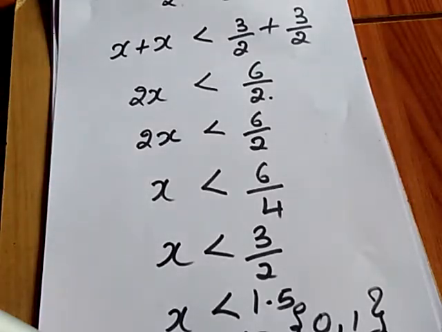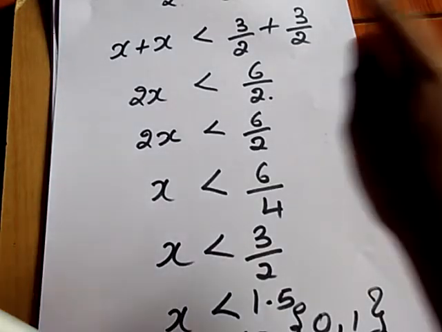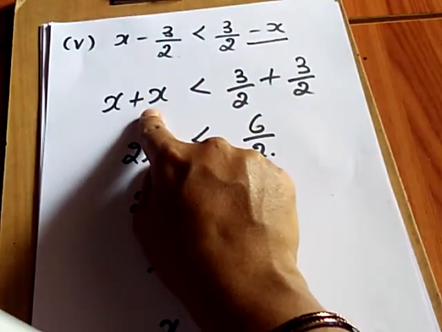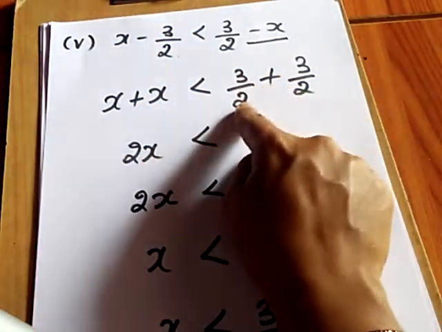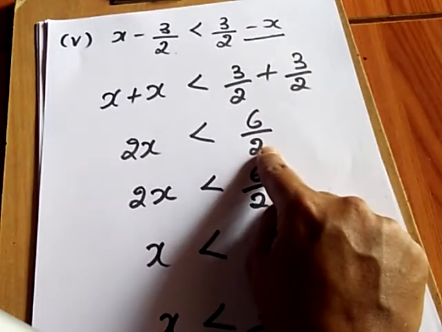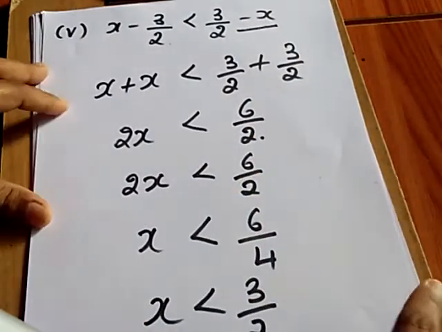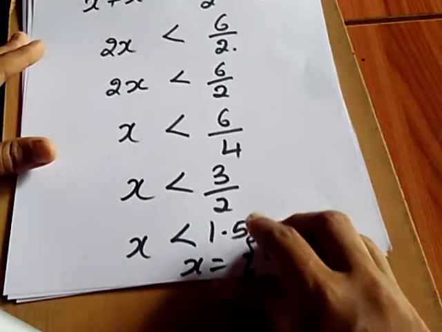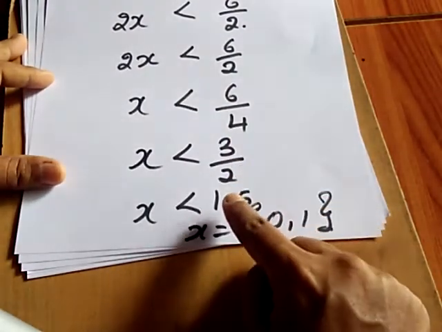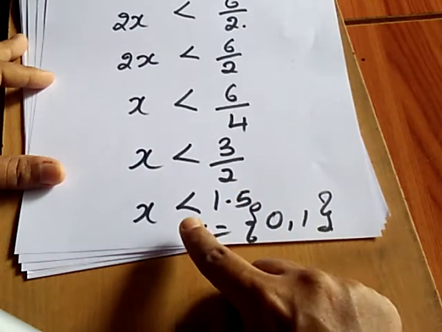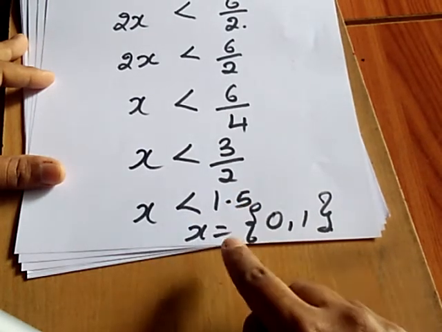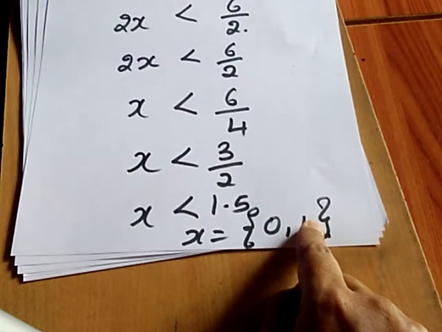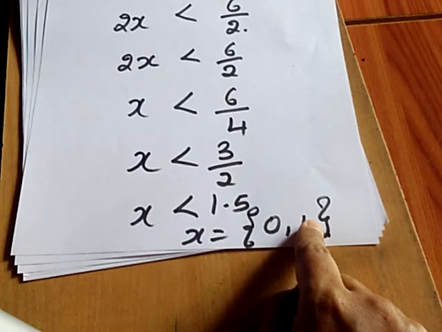I hope the point is clear children. Here what we have done. I have shifted minus x to the other hand side. Hence it is plus x, which is less than 3 by 2 plus 3 by 2, its value is equal to 6 by 2. When 2 is shifted from this side to this side, it is 6 by 4. Simplified form of 6 by 4 is 3 by 2. Hence it is 1.5. As x is less than 1.5, we are going to have the whole numbers 0 and 1. By this, we have completed the solution up to question number 4.